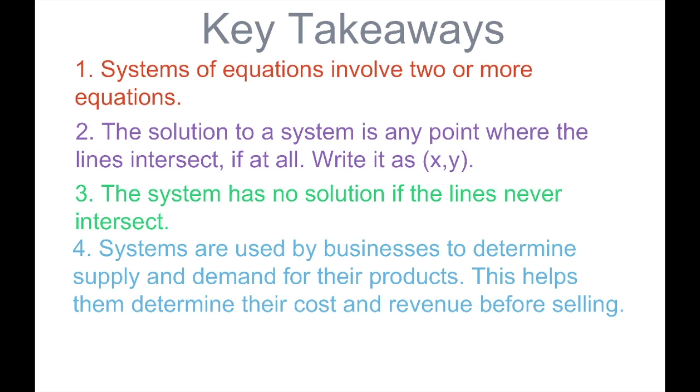And number 4, which we're going to delve into a lot more over the upcoming weeks, systems are used by businesses to determine supply and demand for their products. This helps them determine their cost and revenue before selling. So we're going to look at some real world situations, not just cell phone plans, but also costs of products. What should we charge? How many should we make if we want to meet this supply equation and this demand equation? And so we're going to look at that tomorrow, the day after that, and a couple of lessons following.